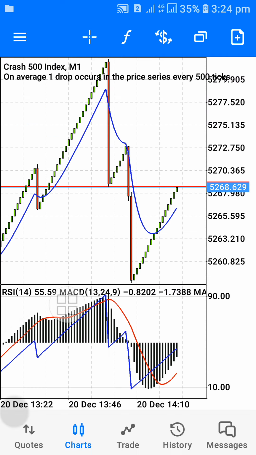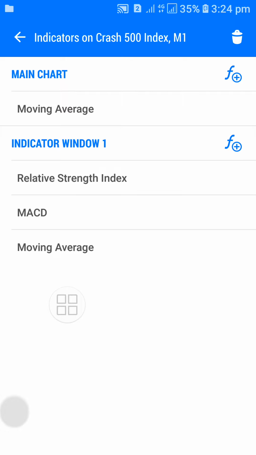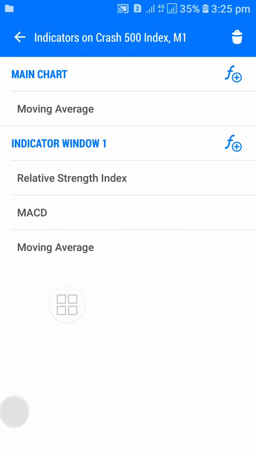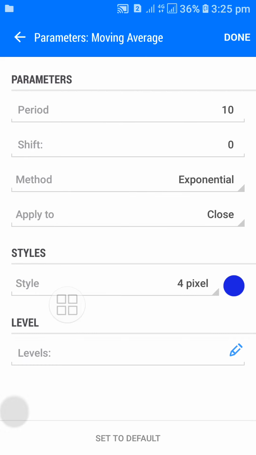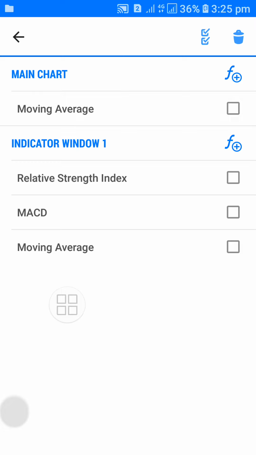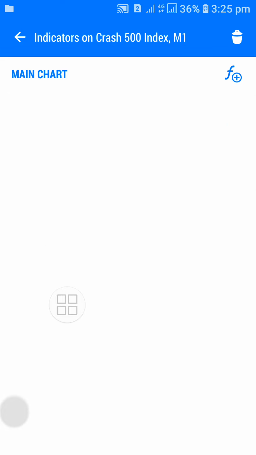All right. So this is it. This is the first indicator I'm adding. This one is for the main chart, all right? So let me delete so you can watch me how I place them and can follow up, right? So I'm deleting all of this.